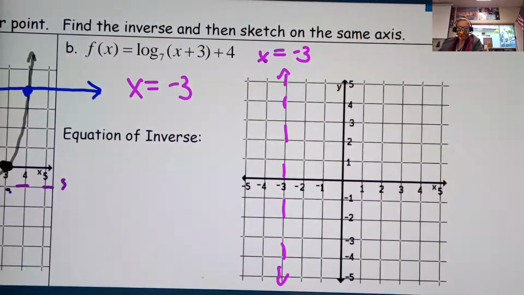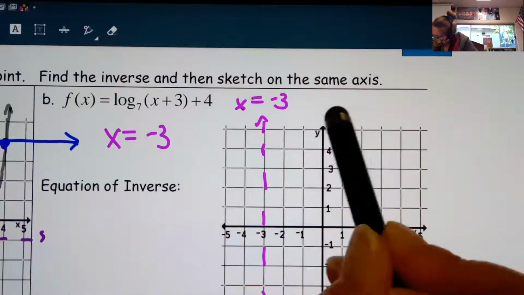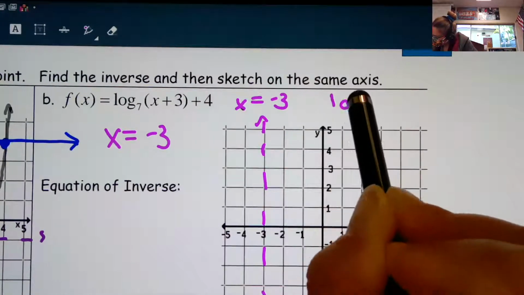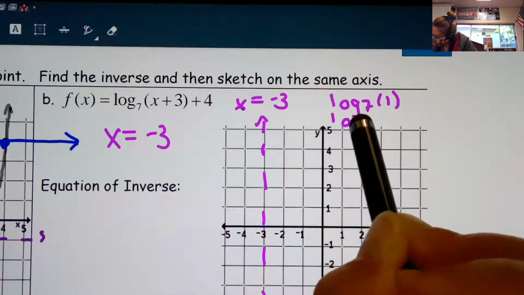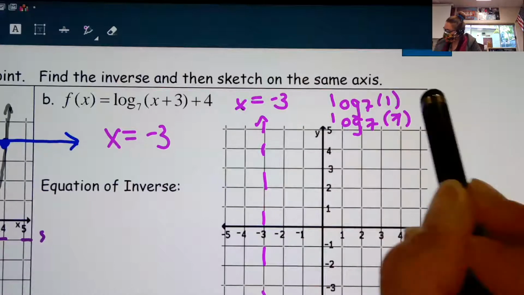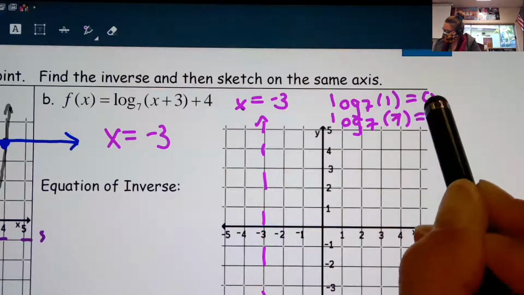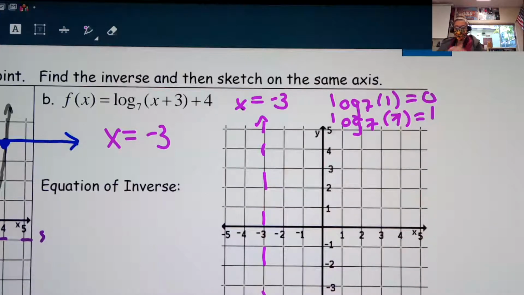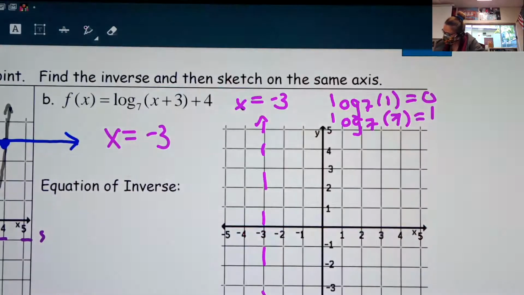And then when I'm graphing these, I'm thinking about the following values. Since this is base 7, I'm thinking log base 7 of 1, log base 7 of 7. Well, log base 7 of 1 is 0, and log base 7 of 7 is 1. Log base 7 of 49 would be the next nice one, but that's not going to fit on my graph. Okay, so I'm going to be plotting these points.